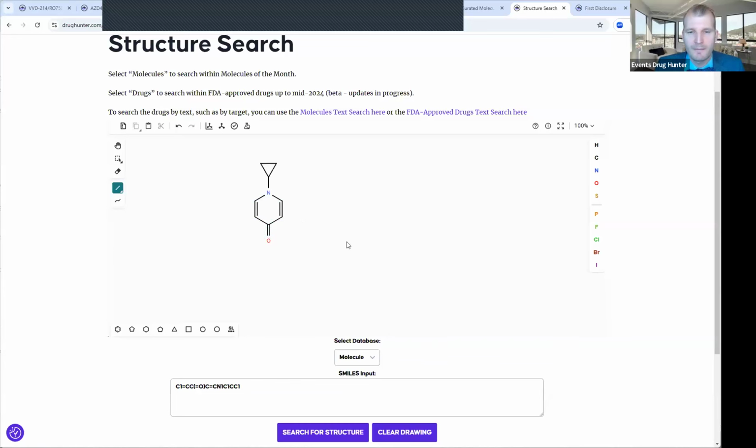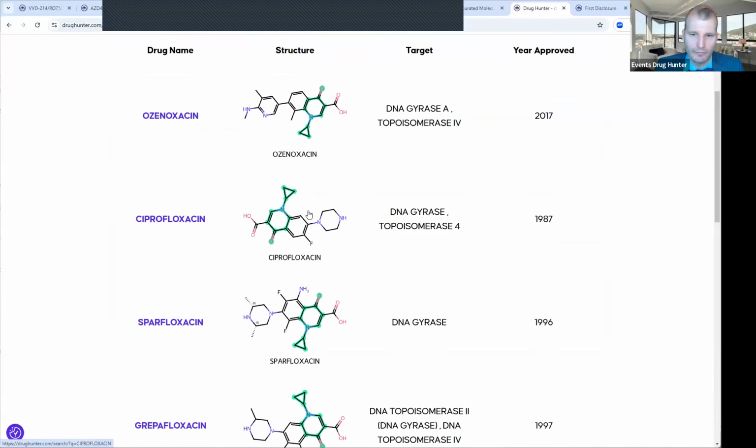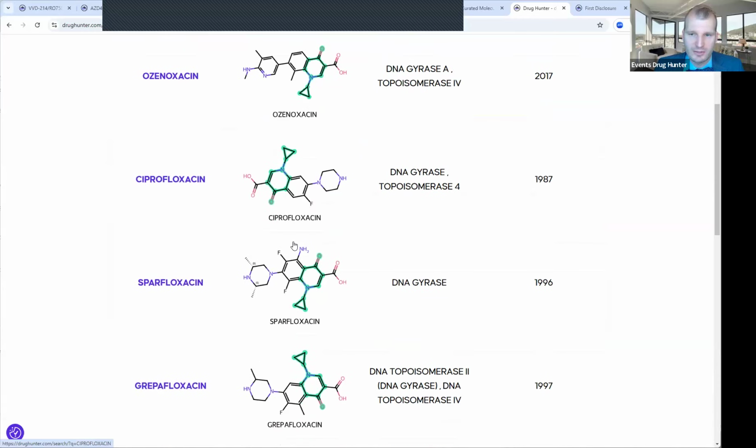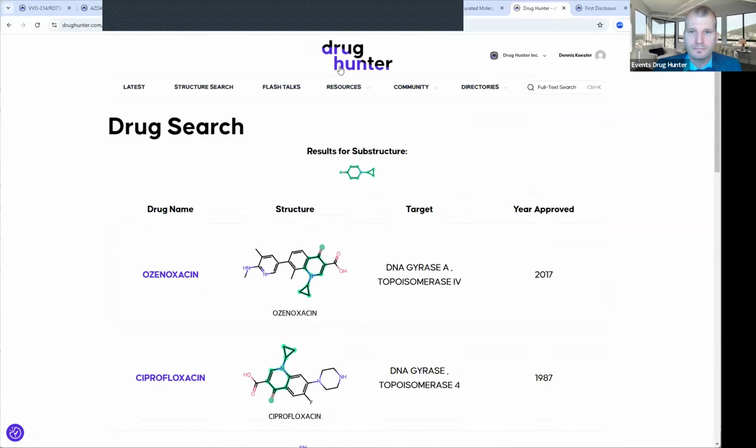And then you can search for those types of things, or two things in the box, and really quickly find molecules or drugs with that particular structural motif that are approved. So here you can see, for example, a lot of DNA gyrase and topoisomerase inhibitors contain this particular cyclopropyl protected quinolone type of nitrogen.